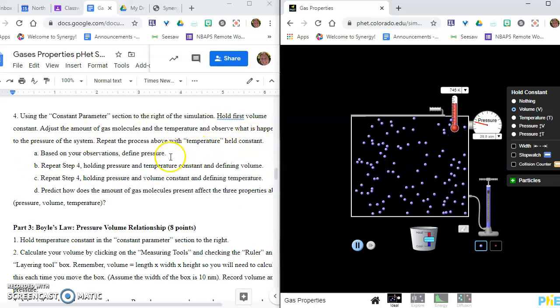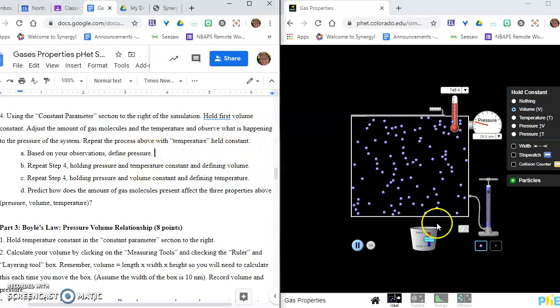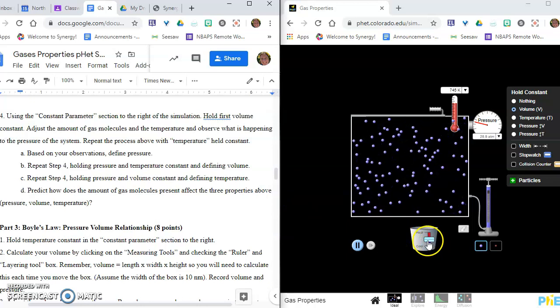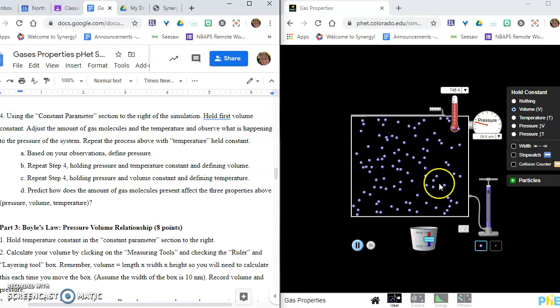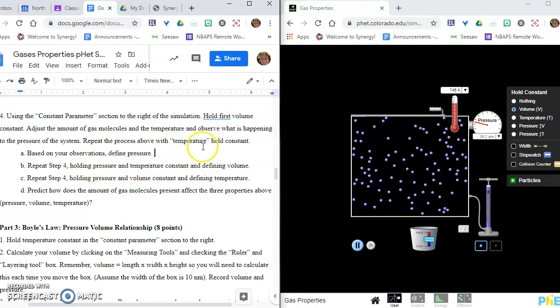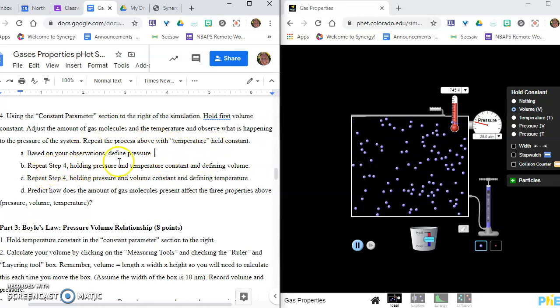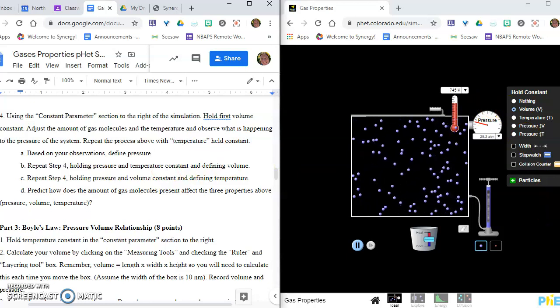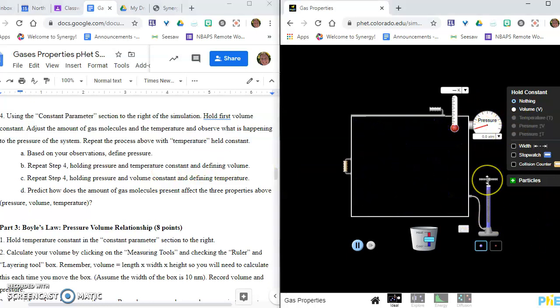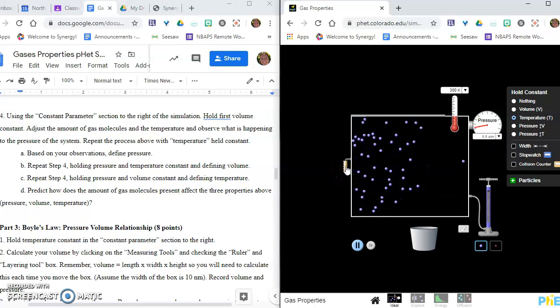Okay, so you want to write something for your defined pressure based on that information. It increases as we increase the heat. It increases with the more particles that we have when volume is constant. Okay. We're going to do the same thing, so reset. This time for B, we're going to define volume, but we're going to hold pressure and temperature constant. So we're going to put temperature as constant, and we're going to change the volume.